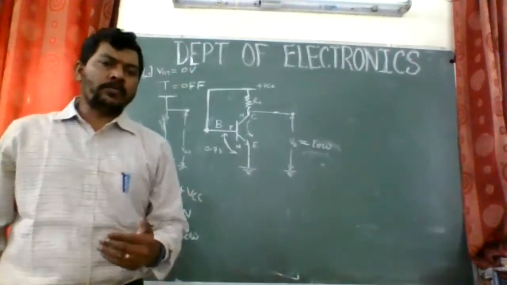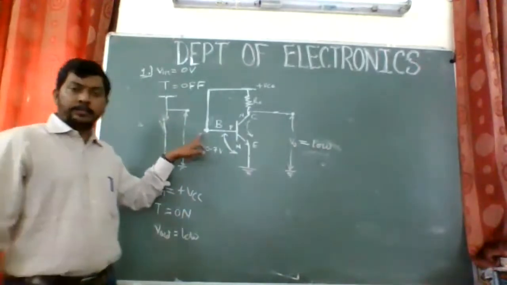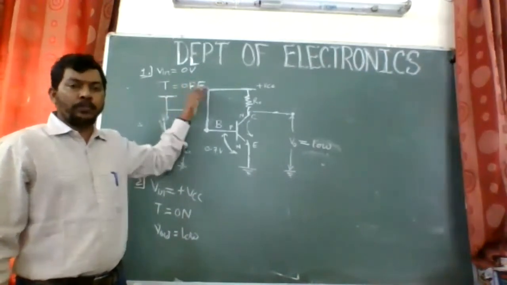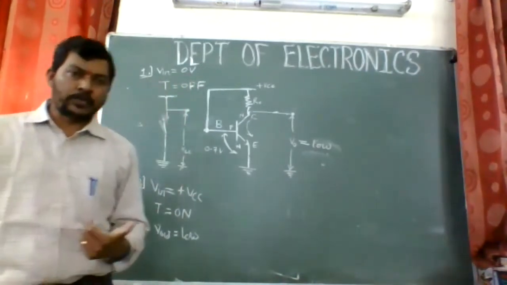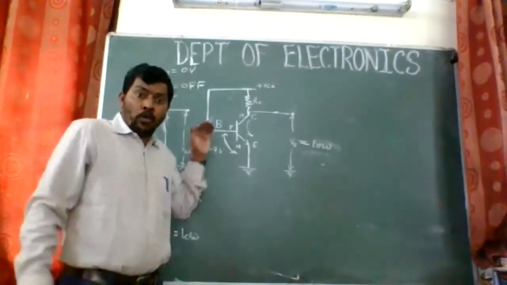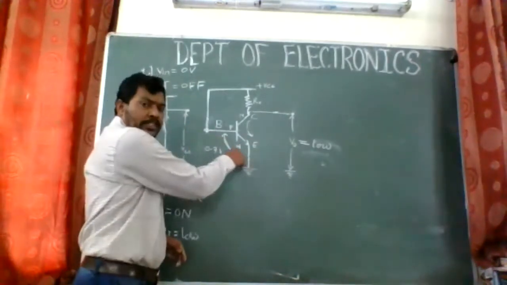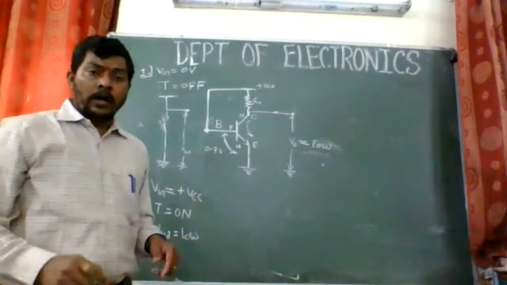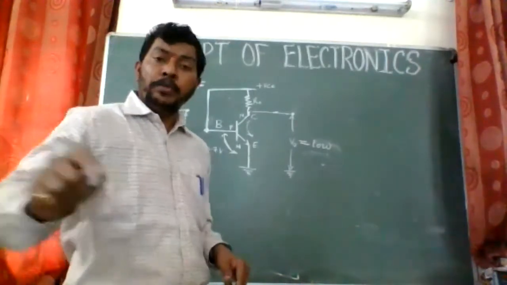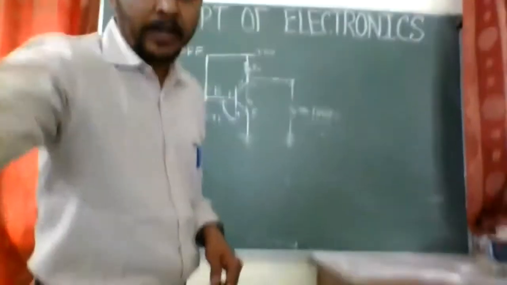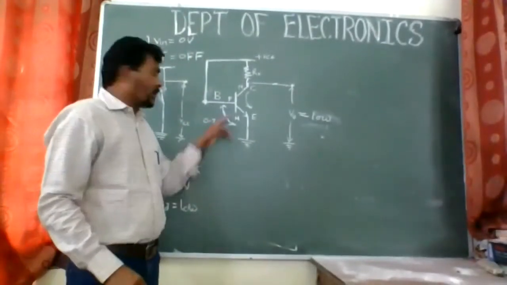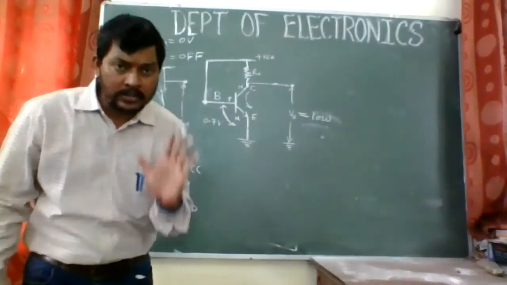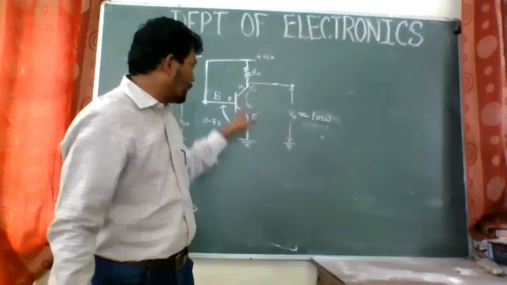In the second situation, we have connected the base to a high potential, more than 0.7 volts. In this case, we are connecting it to plus VCC, which is more than 0.7 volts. As soon as the base is more than 0.7 volts, this PN junction diode is going to be forward biased. The transistor is going to conduct, which implies that the transistor is in the on state. The current is flowing from the collector to the emitter.